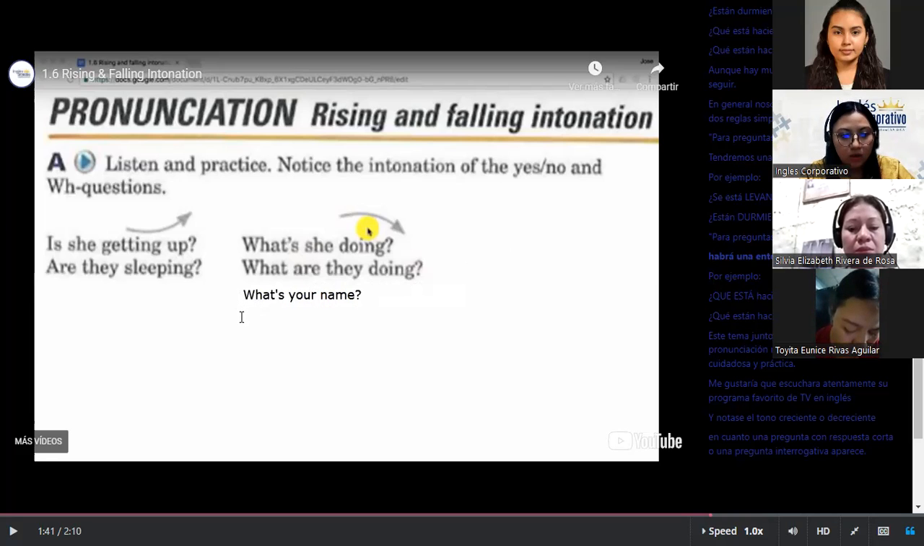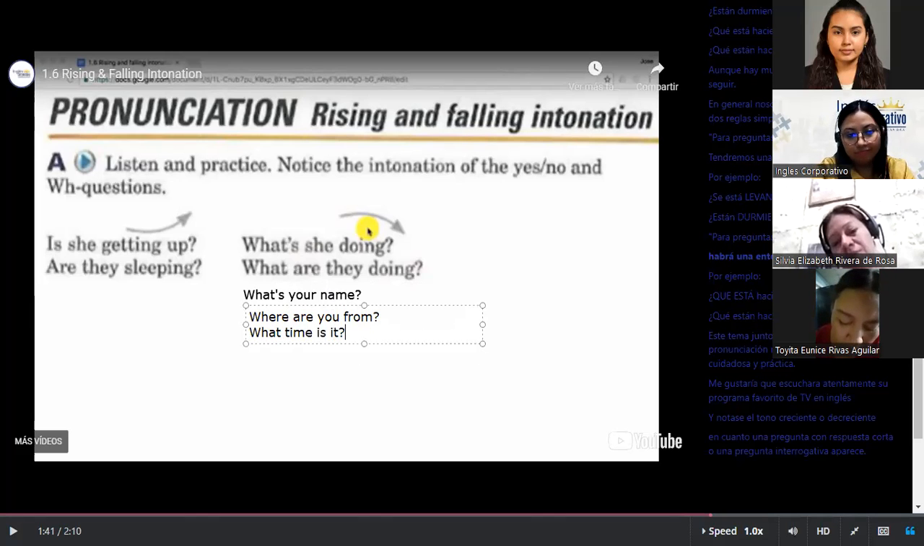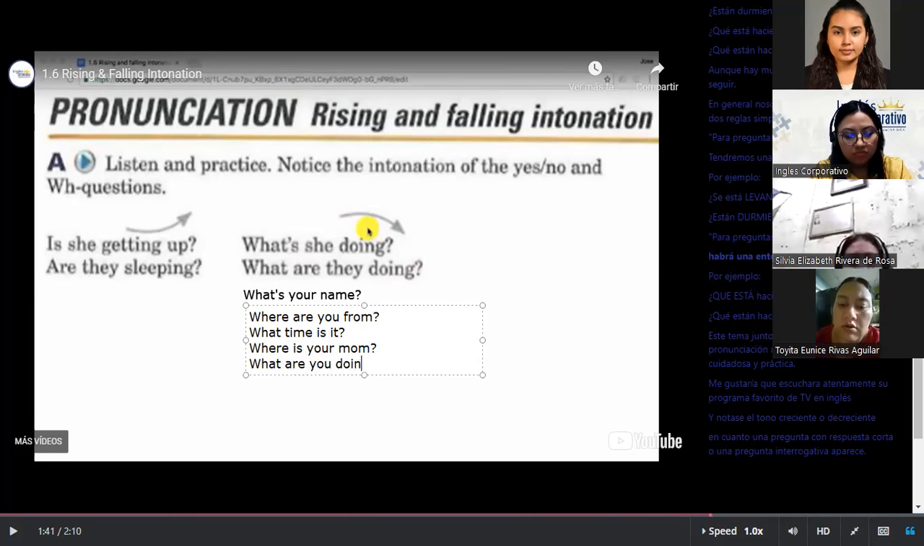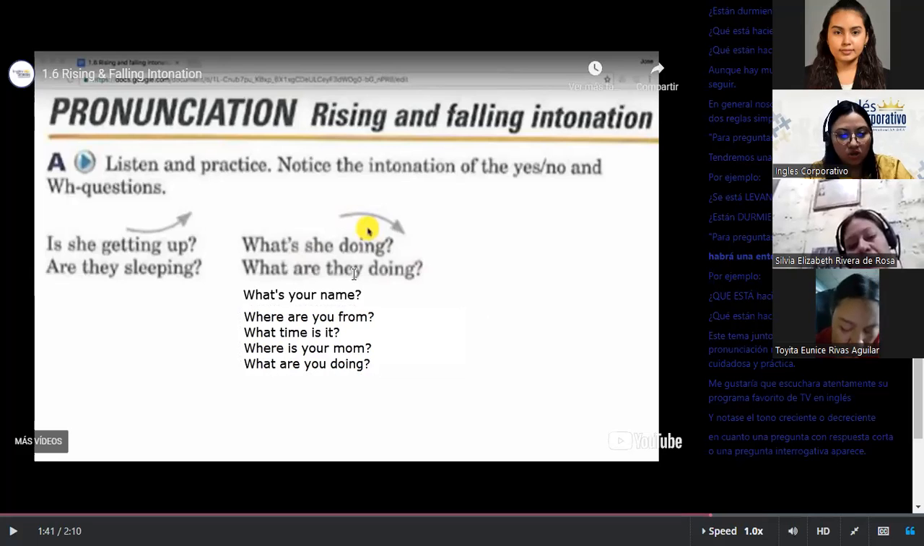What's your name? Where are you from? Baja la entonación. What time is it? Baja la entonación. Where is your mom? ¿En dónde está tu mamá? What are you doing? Miren, muchos ejemplos con WH words, making questions.